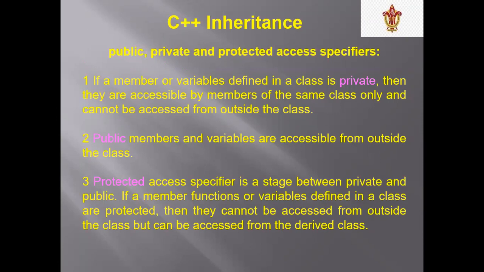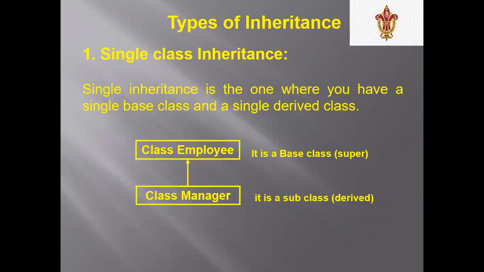But suppose we have created one class which is a base class, and we have created another class which is a derived class, and that derived class is using the features of the base class. Then if the access specifier is protected, the derived class has the permission to access all the features of the base class. Okay, so these are the various access specifiers.